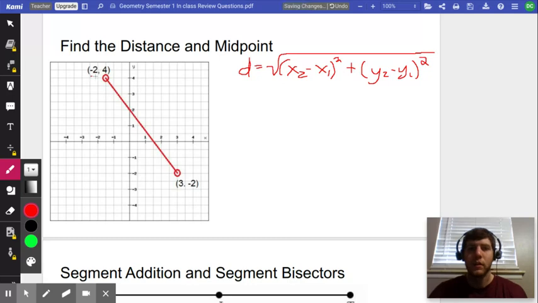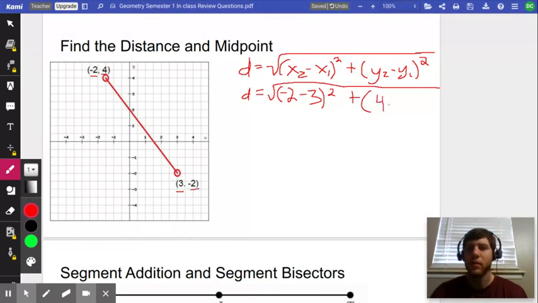Okay, your two x values are -2 and 3. So if we substitute in our values here, we're going to have the square root of -2 minus 3 squared plus then your two y values. Your two y values are 4 and -2. So I'm going to do 4 minus -2 squared. Okay, so simplify there, -2 minus 3. That's going to give us -5 squared plus 4 minus -2 is a +6. So that's going to give us 6 squared.